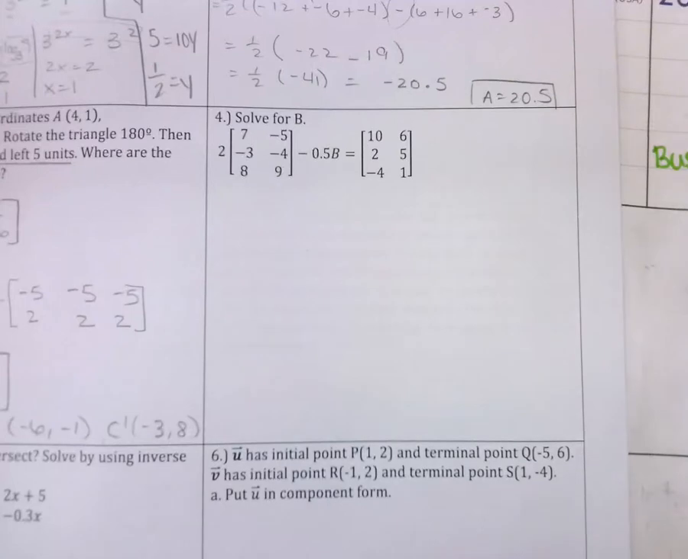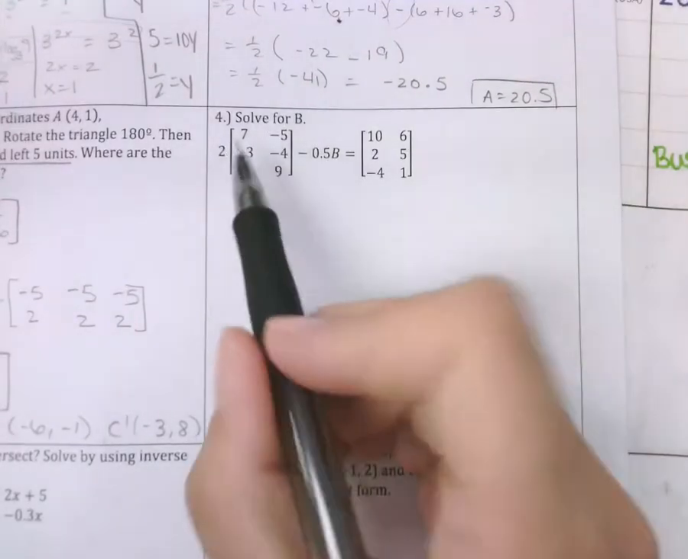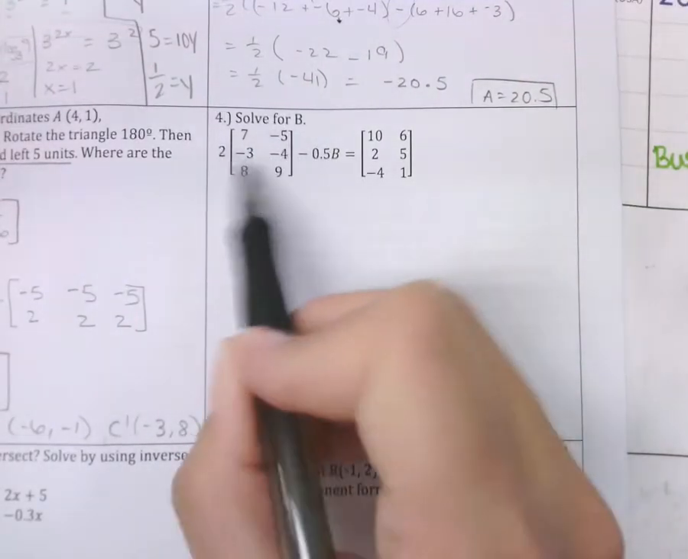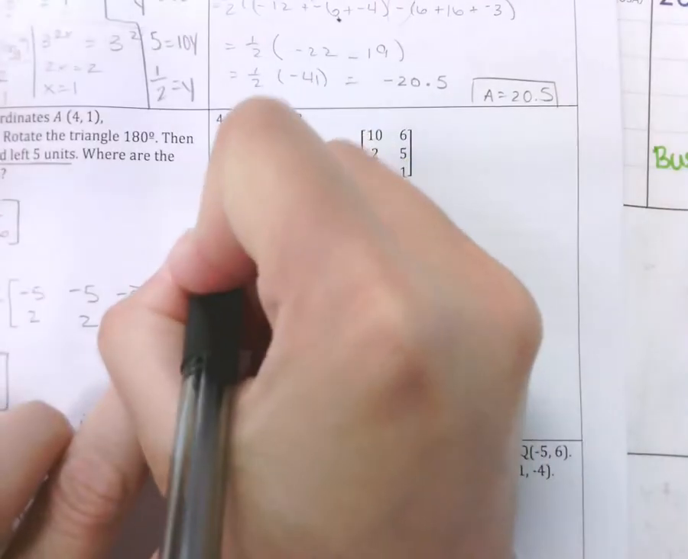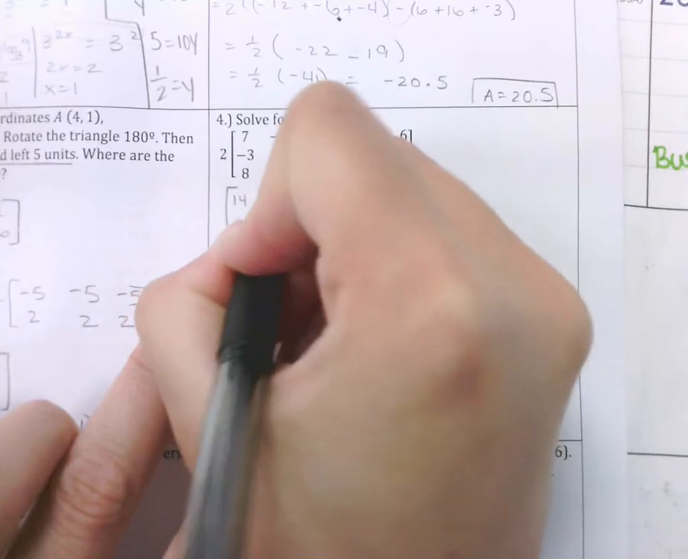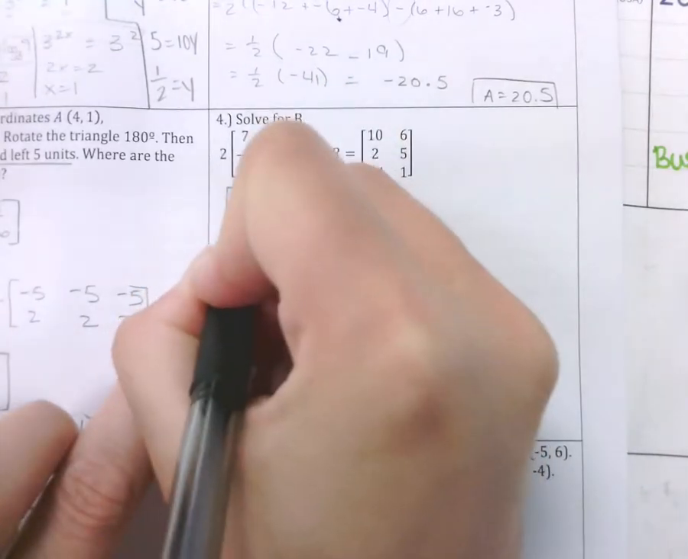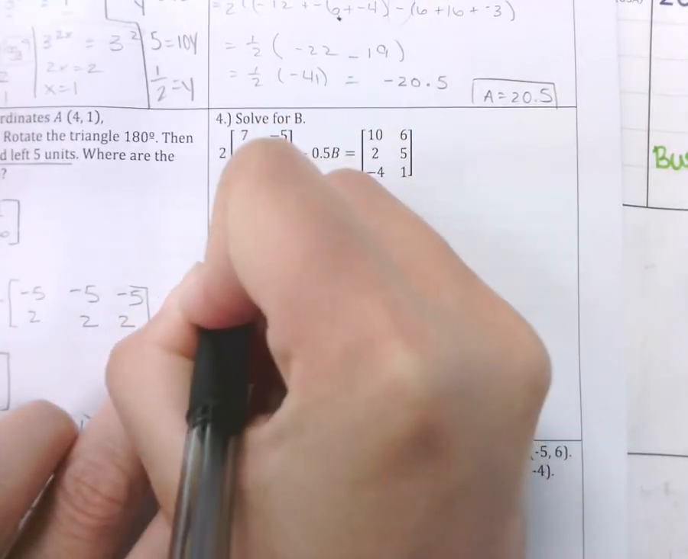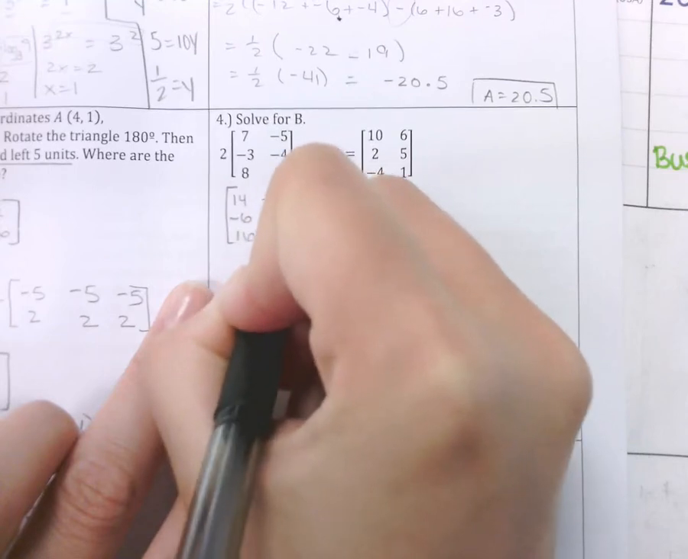For the brackets, B is multiply the elements in this matrix by 2. So you're going to do some scalar multiplication. So that's 14, negative 10, negative 6, negative 8, 16, and 18.